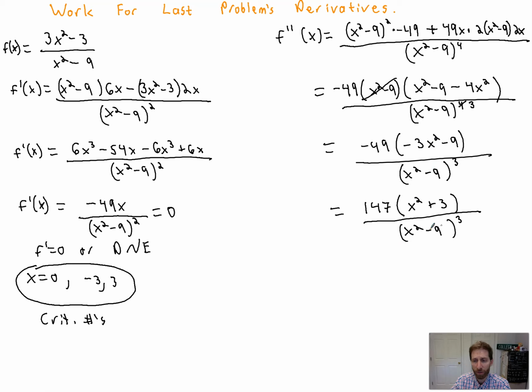Now here's the other thing to look for. Possible points of inflection happen where f double prime equals 0 or does not exist. Now, the numerator is always positive. x squared plus a number is never, ever negative. So we're not going to change signs. So that's never going to happen. But it does not exist at x equals plus or minus 3. So we're going to check those on our sign chart. Knowing that there's a vertical asymptote there, we're still going to check it.